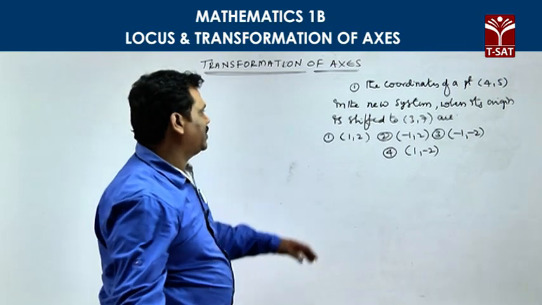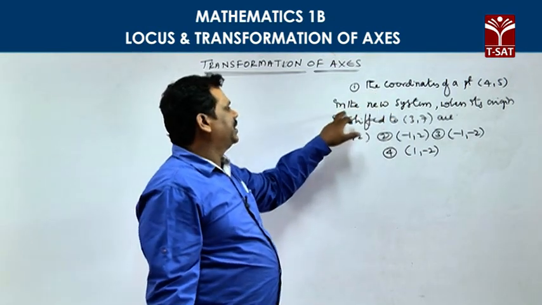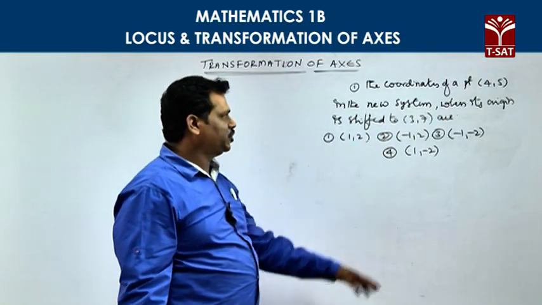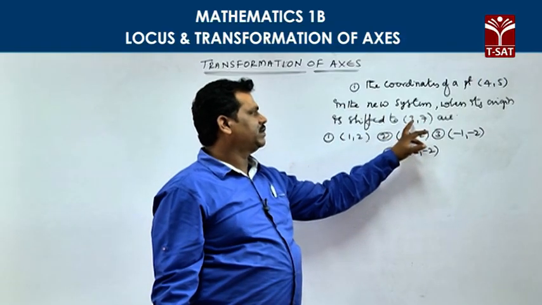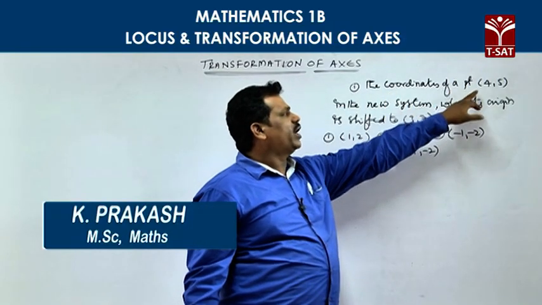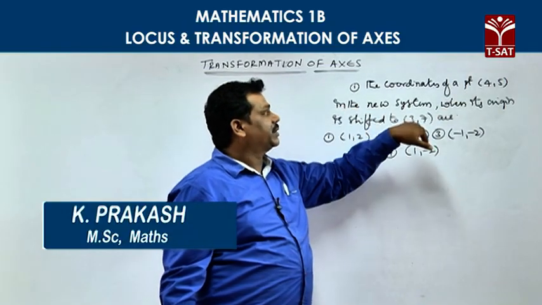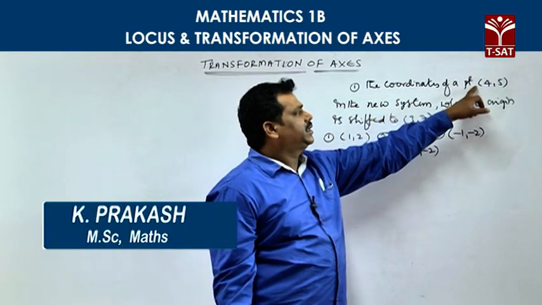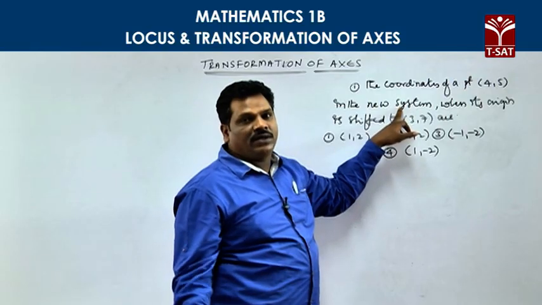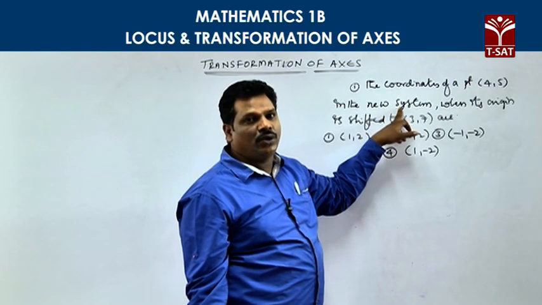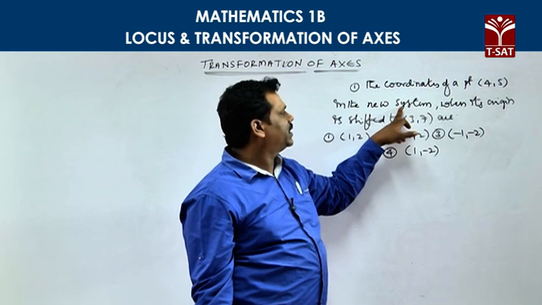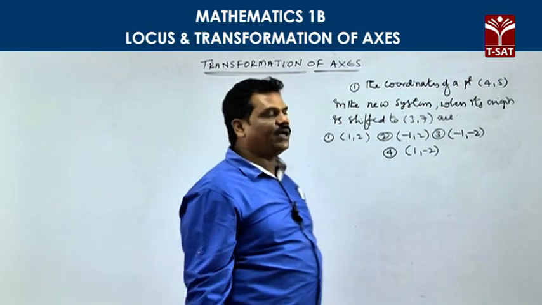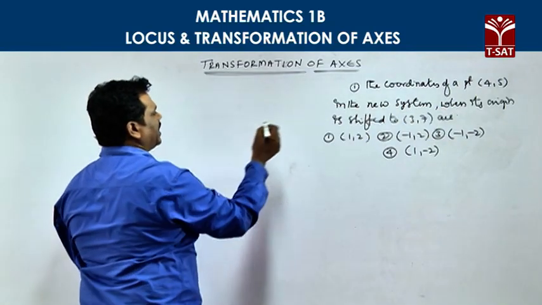Here, the coordinates of a point (4, 5) in the new system when its origin is shifted to (3, 7). By the definition, origin shifted to (h, k) equals (3, 7). You have to find the coordinates of the point in the new system. The given point is small x, small y, and we have to find the new system, capital X, capital Y.